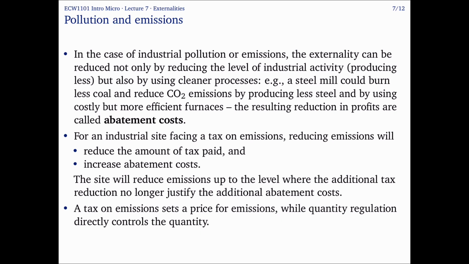A tax, basically, a corrective tax, sets a price on the emissions, whereas the quantity regulation directly controls the quantity itself.